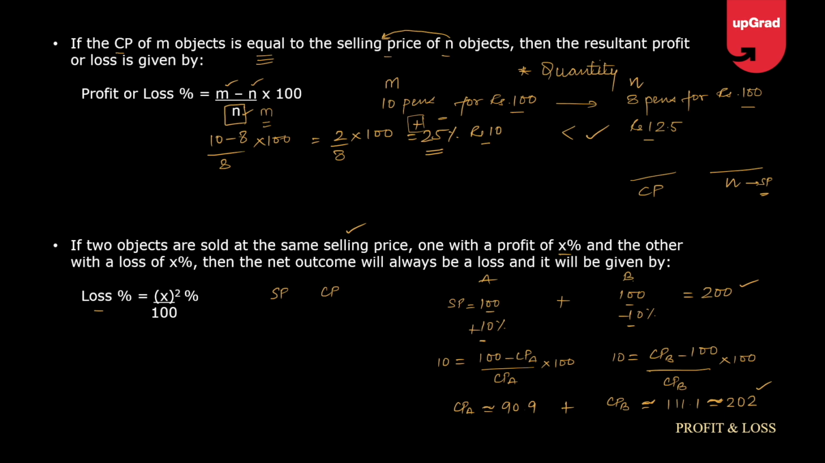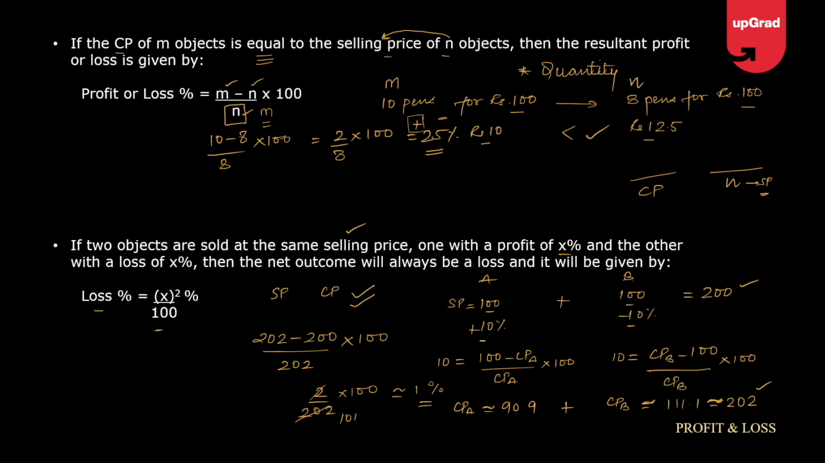Now what is loss percentage? It is going to be cost price minus selling price divided by cost price multiplied by 100. So what do I get? 2 divided by 202 multiplied by 100, which is going to be 100 by 101, and approximately that value is nothing but 1% of loss. So this is my answer when I go by the conventional method.